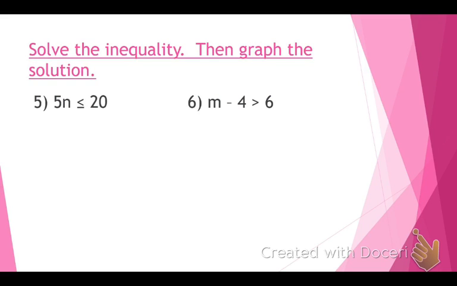For numbers 5 and 6, it asks us to solve the inequality and then graph the solution. Be careful with inequalities because sometimes we can wonder how to do it or forget how to do it. Just think of this almost like an equal sign, and then we're still just trying to get the variable by itself. Asia, how do I get that variable by itself? Okay, very good. We got to get rid of that multiply by 5, so we are going to divide by 5 on both sides.